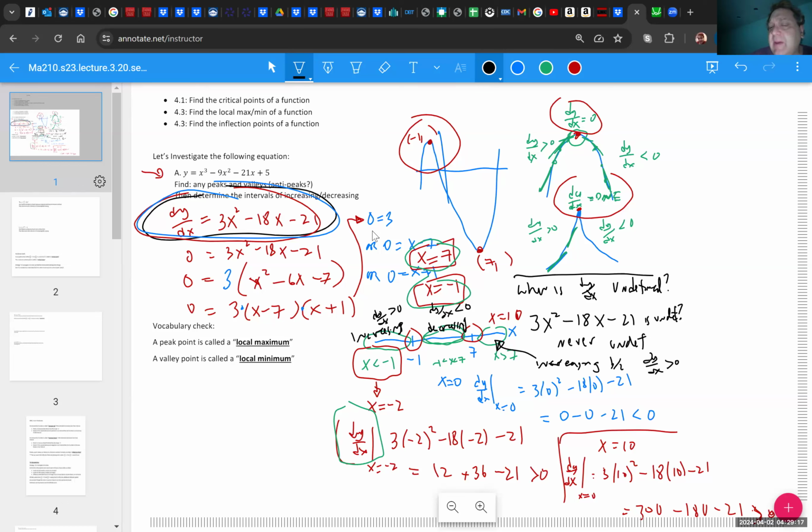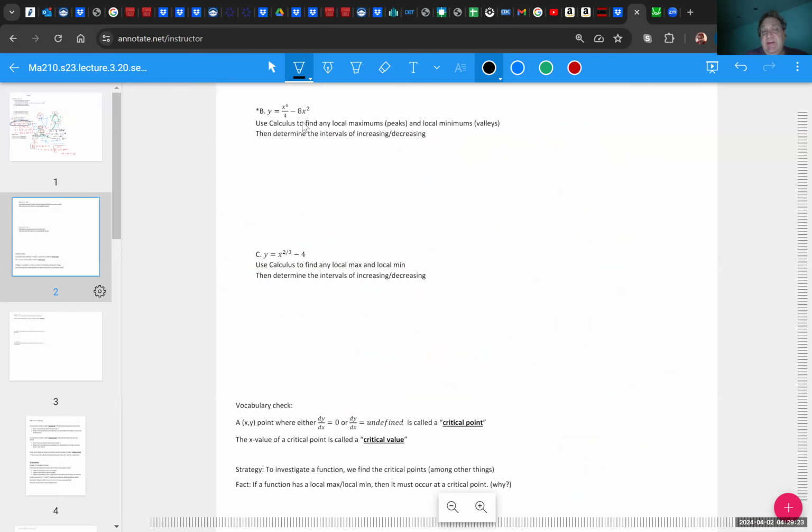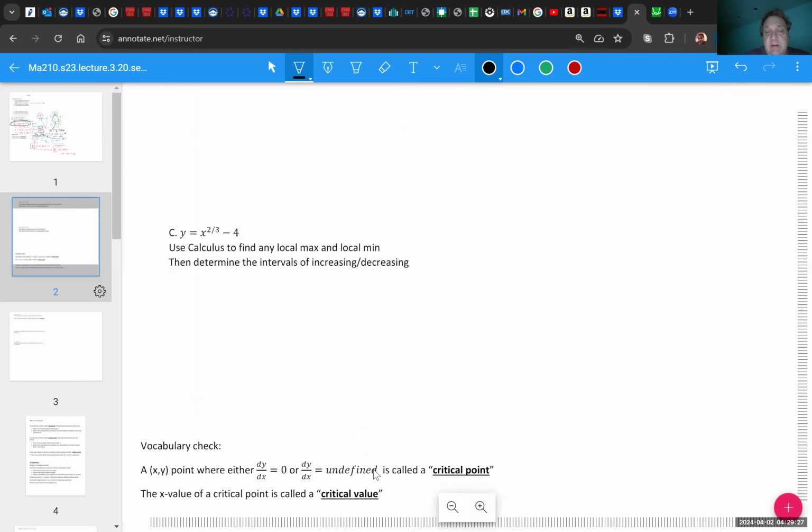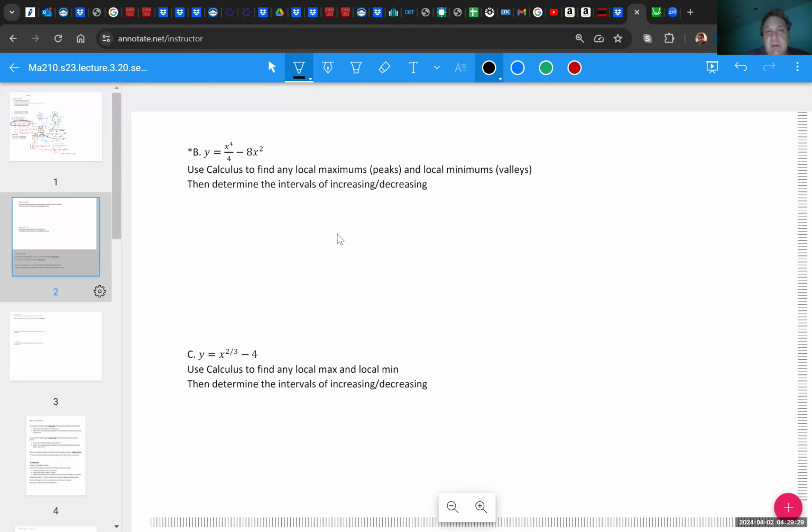All right, let's do a couple more examples, and then we'll be done with this video. All right, so my next example here, let me zoom in a little bit so it's easier to see. We have x to the 4th over 4 minus 8x squared. And we're going to be trying to find any local maximums and minimums and increasing and decreasing, etc.